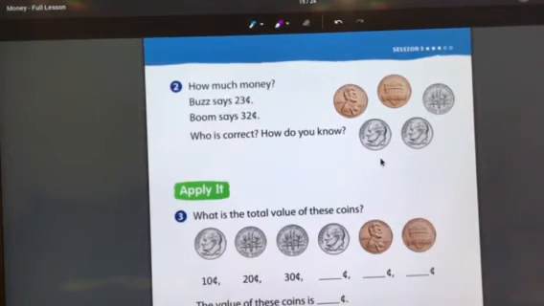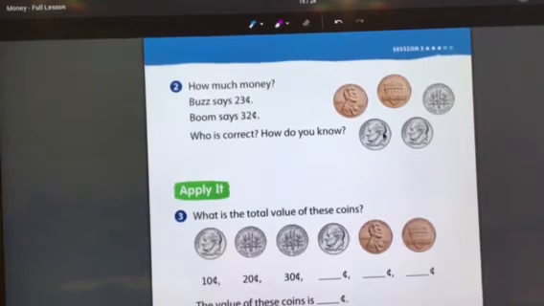Perfect. I hope you said 10 cents. So what I like to do when I'm doing this to help me is I like to write and count as I'm doing it. So I have 3 dimes. When I have 3 dimes, I'm going to count by tens because dimes are each worth 10 cents.